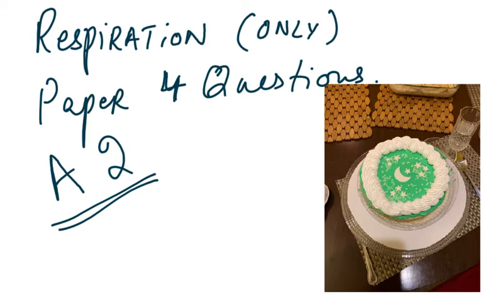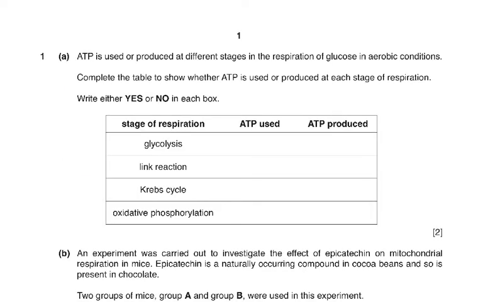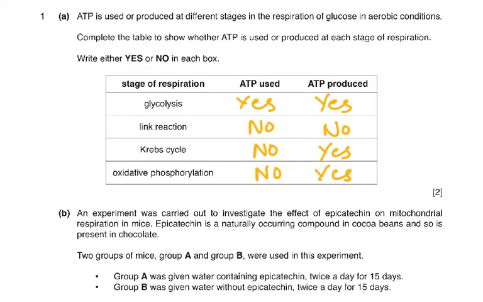First, you need to revise the chapter on respiration and then start doing these questions. Now, if you look at the first question, ATP is used or produced at different stages in the respiration of glucose in aerobic conditions. Complete the table to show whether ATP is used or produced at each stage of respiration. Write yes or no in each box.